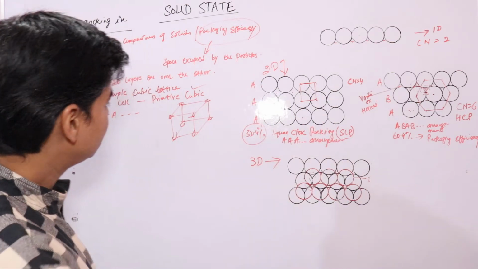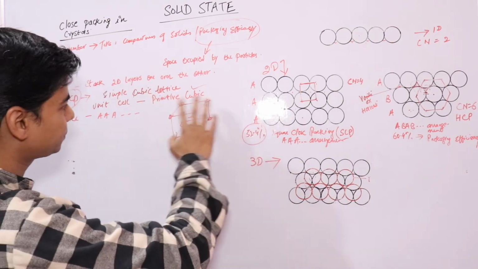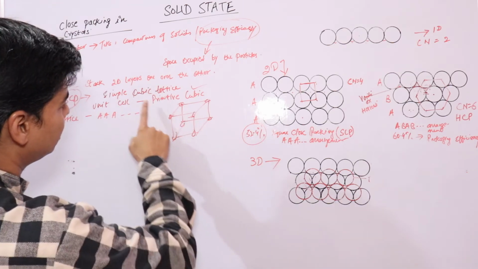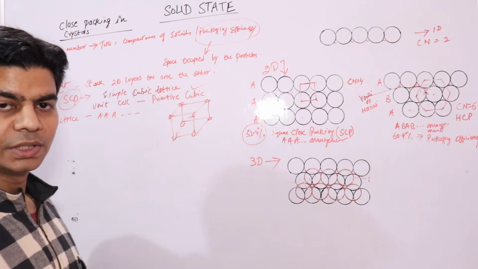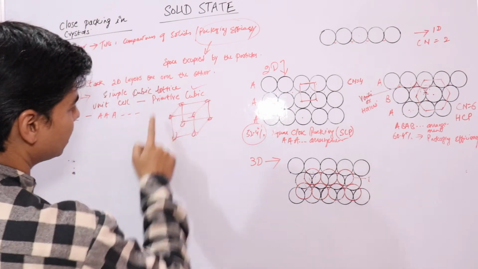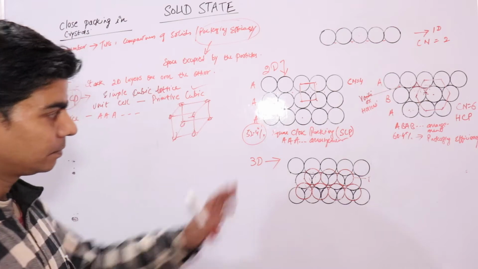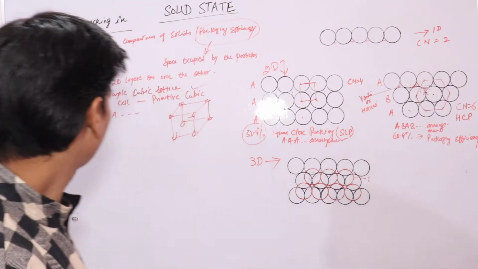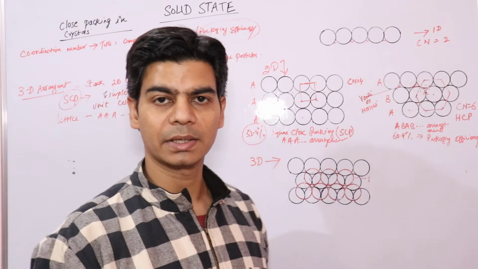So what we get is this simple cubic lattice with this kind of arrangement in 3 dimensions. And this simple cubic lattice has a primitive cubic unit cell that has particles only at the corners. This is the simple cubic lattice that we get. Now let's see how we can build a 3D arrangement using this hexagonal close packing of 2 dimensions.